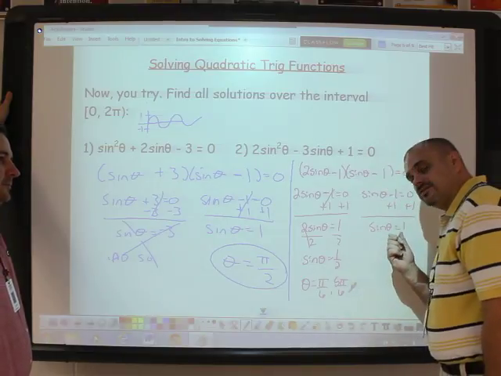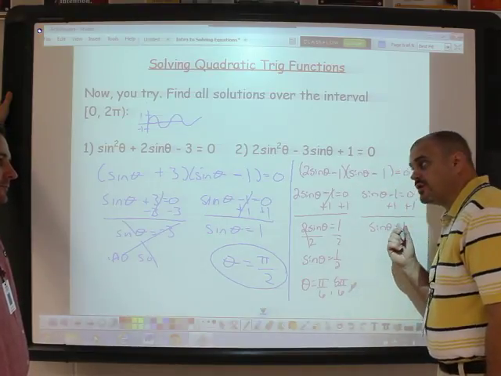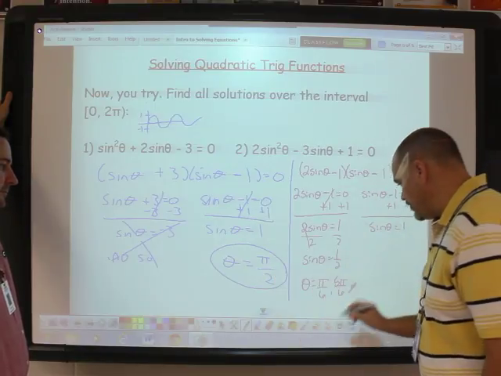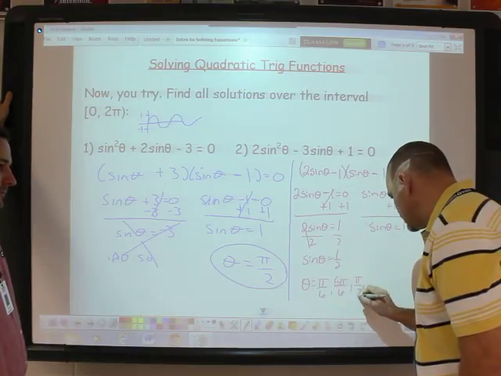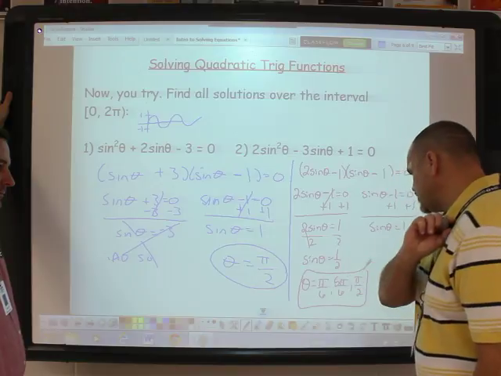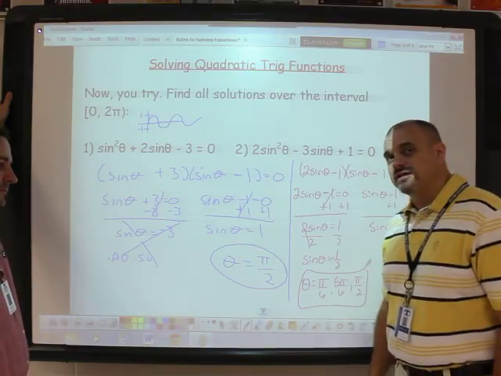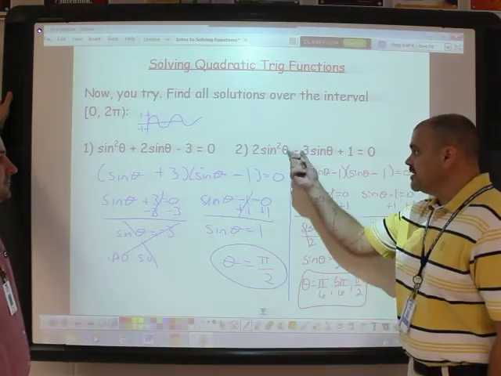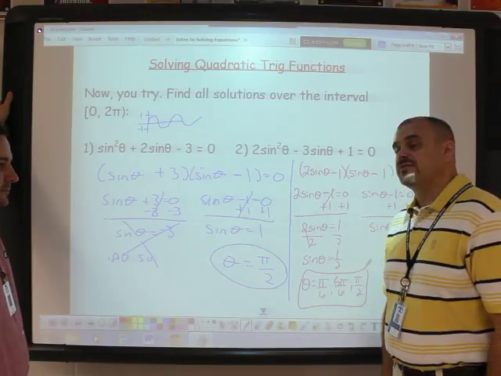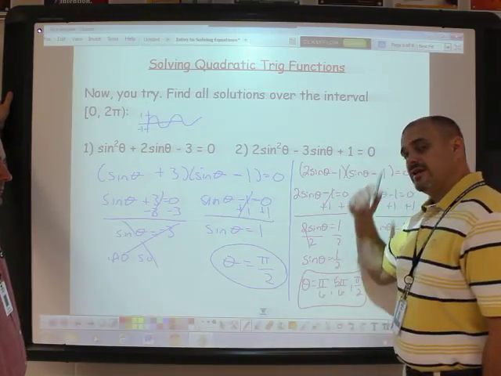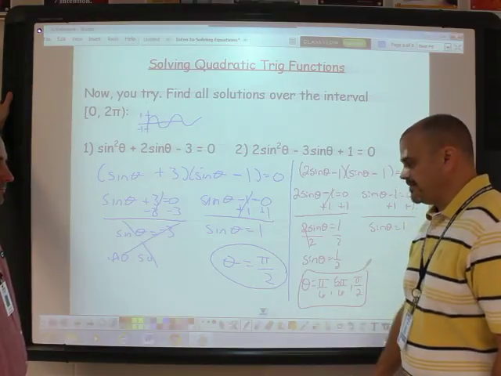But sine theta also equals 1 at pi over 2. So there are my answers: pi over 6, 5 pi over 6, and pi over 2. Now if you really get happy and you want to do something, you can plug those values in and do some math and see what you get. Guaranteed 0 every time.